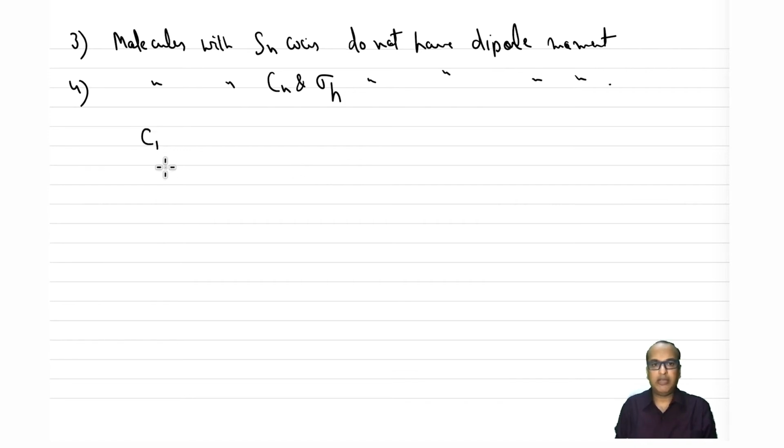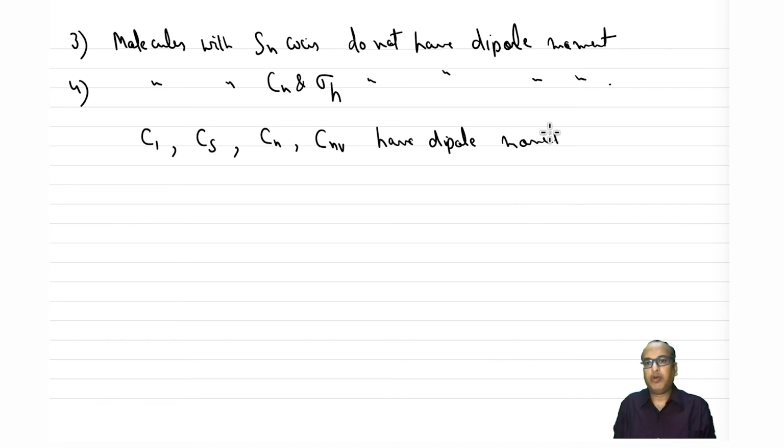One is C1, which does not have anything basically other than E. Then CS, which will just have a plane of symmetry. Cn and CNV. These are the 4 point groups which have dipole moment. So life is very easy, right?